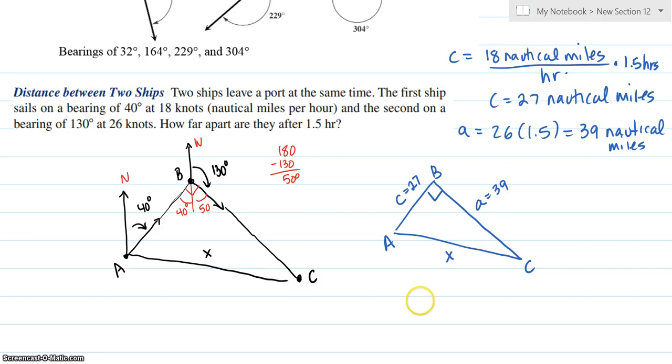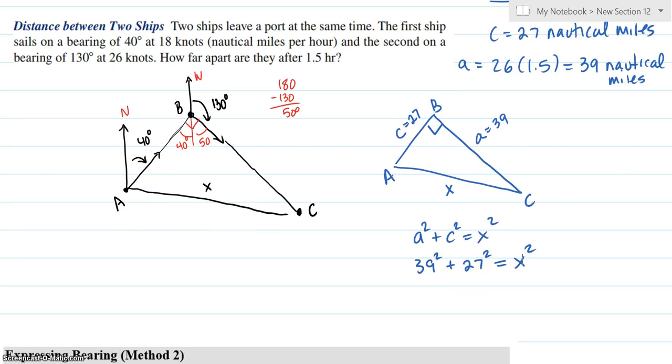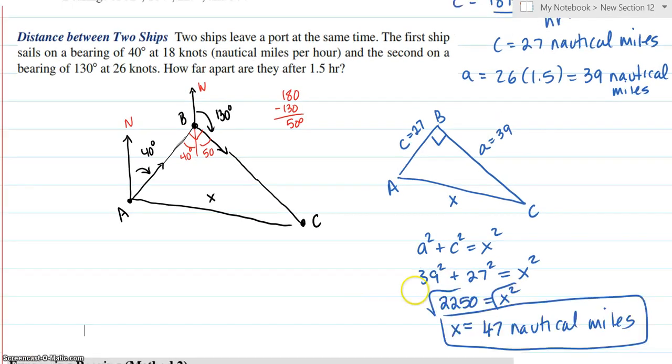So we could say that A squared plus C squared equals X squared, since that's the hypotenuse. I know we usually call C, very bad labeling actually, because we usually call C across, but we didn't know that at the time, at least I didn't. So we have 39 squared plus 27 squared equals X squared, and we can solve for X. So if you add these up on your calculator, the left side you get 2,250, then take the square root of both sides, and you get about 47 nautical miles.